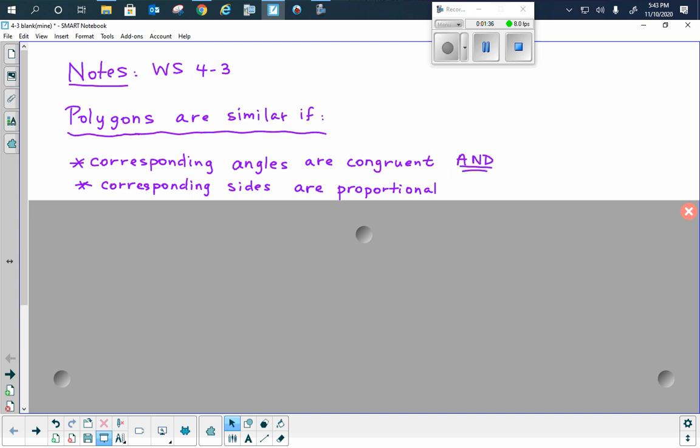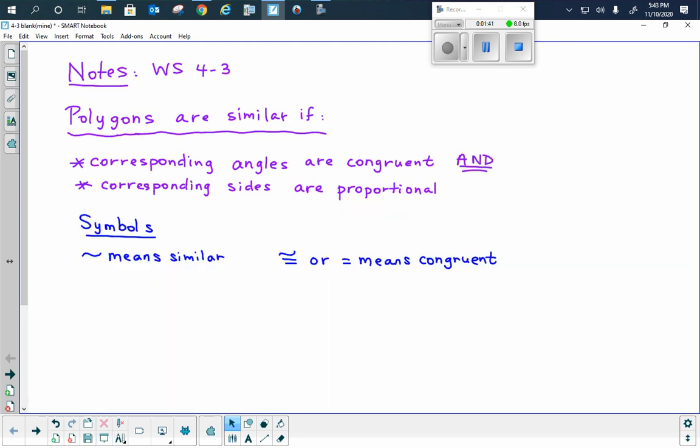There's some symbols that you need to know for this section. So be careful with the symbols. Notice this one here. It just kind of looks like a squiggly or an ñ for Spanish. That squiggly means similar, versus this squiggly with an equal sign under it, which means congruent. We are dealing in this chapter with just similar. We'll do congruent in a later chapter. So really watch those symbols. Be careful for yourself.